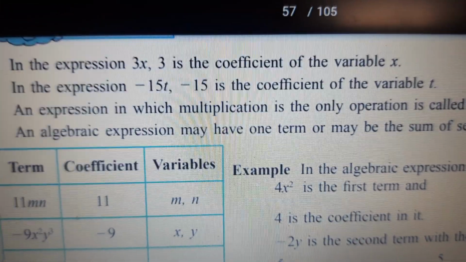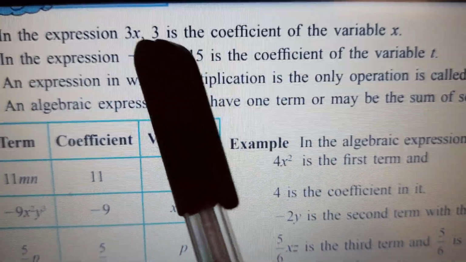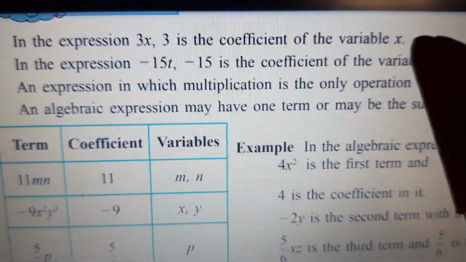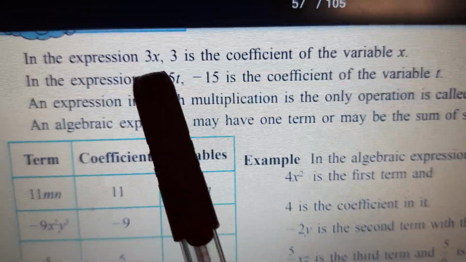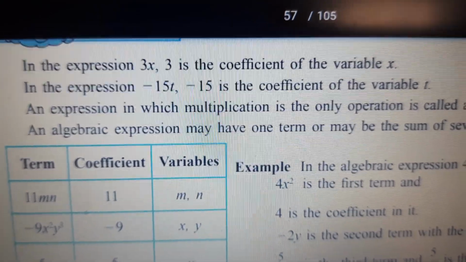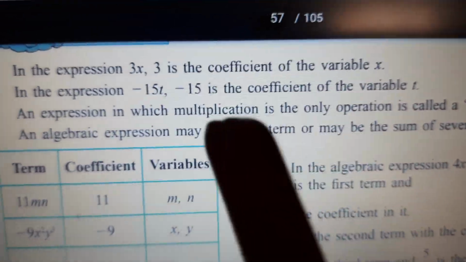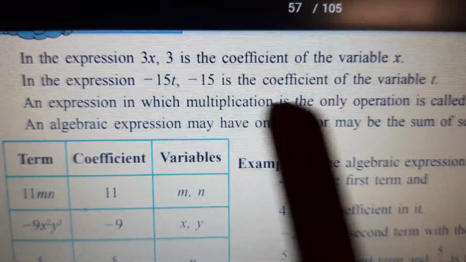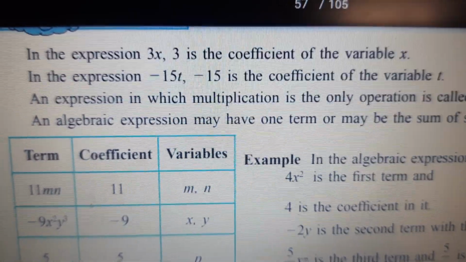Now in this expression 3x is a monomial. You know it's one term. So 3 is the coefficient of the variable x. X is the letter which is called the variable and 3 is the number which is called the coefficient. Now in the expression minus 15t, minus 15 is the coefficient and the letter t is the variable.